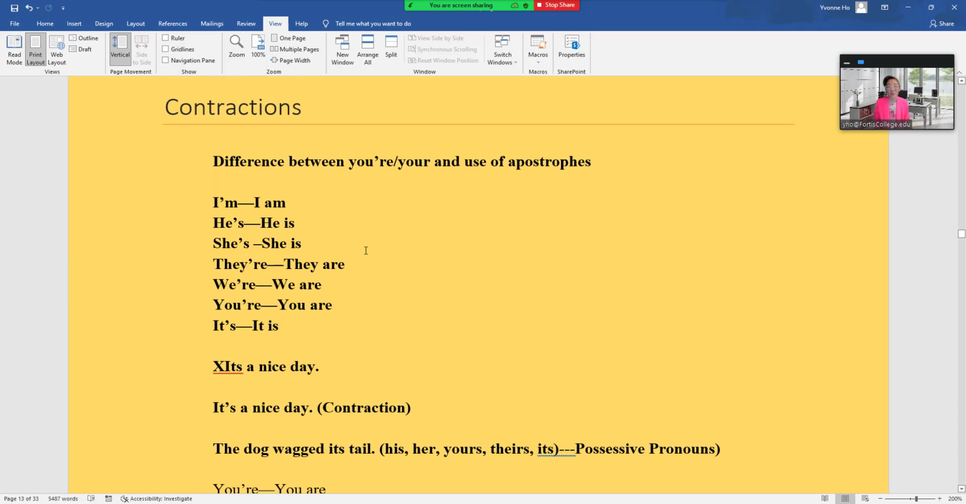Contractions. The difference is that instead of saying I am, he is, she is, they are, we are, it is, when people are talking and being very casual with their friends and family, people tend to shorten what they say. Instead of saying I am smart, people will say I'm smart, he's smart, she's smart, they're smart, we're smart, you're smart, it's a nice day.